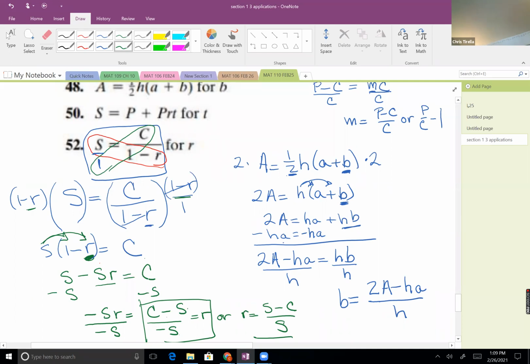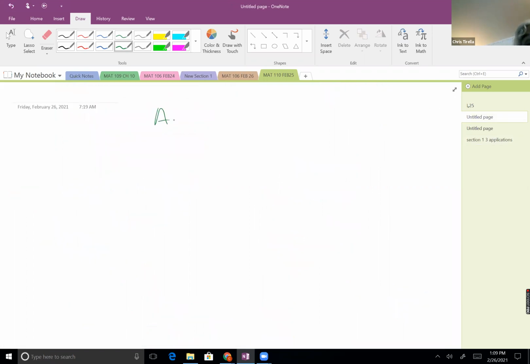Any questions on these literal equations? If not, let's go back to where we were writing notes and look at applications, which is a fancy pants way of referring to word problems.